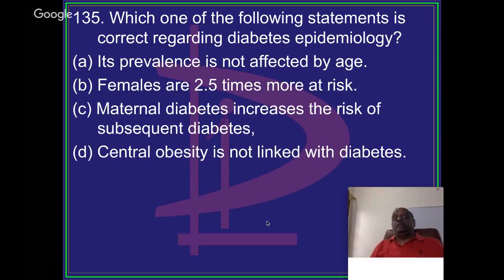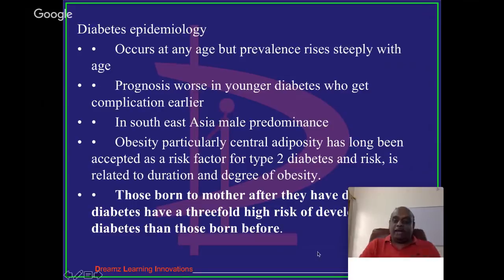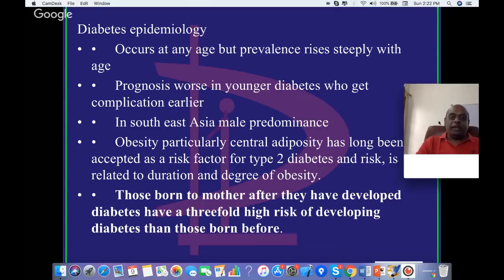Diabetes epidemiology. Let me check how many of you are good in diabetic knowledge, doctor. Diabetes, 135. Should your answer, doctor? Ravi Kumar thinks prevalence is not affected by age. Don thinks maternal diabetes increases the risk of subsequent diabetes. Revati also, Sweetie also, Shabaz also. That is true. So, doctor, five important points about diabetes epidemiology I wanted to remind you once more.